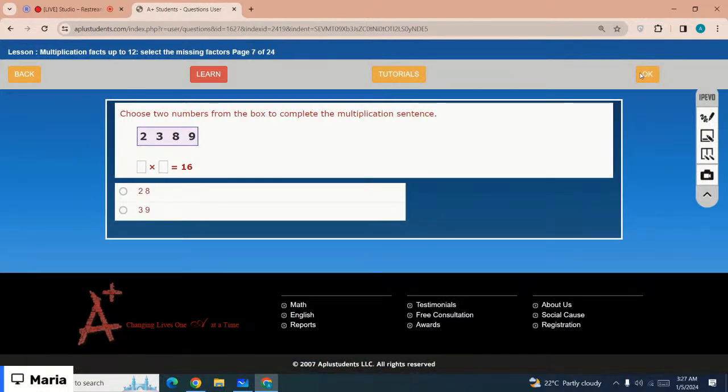Choose two numbers from the box to complete the multiplication sentence. Which two numbers have the product 16? Yes, that is 2 times 8 equals 16. The correct option is 8 times 2, option number 1 is the correct option.